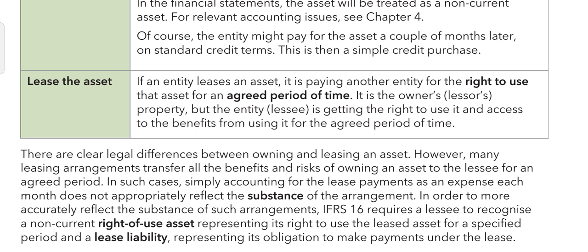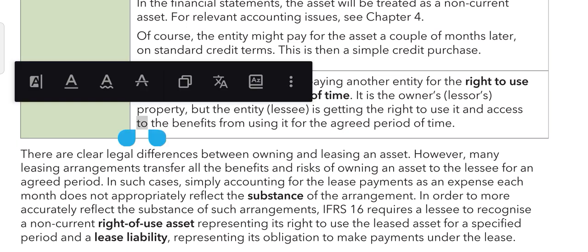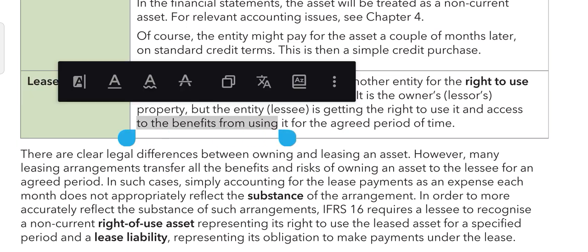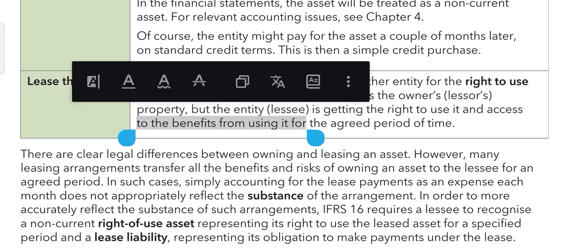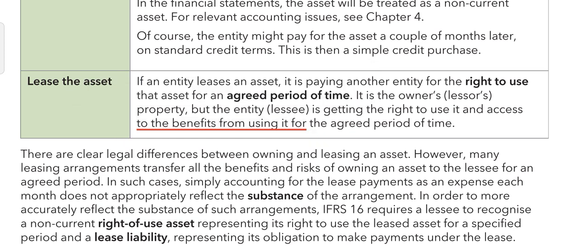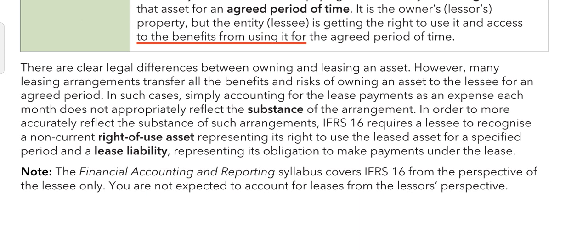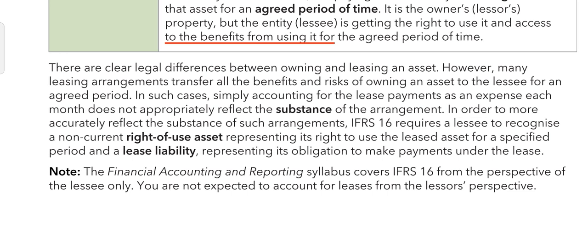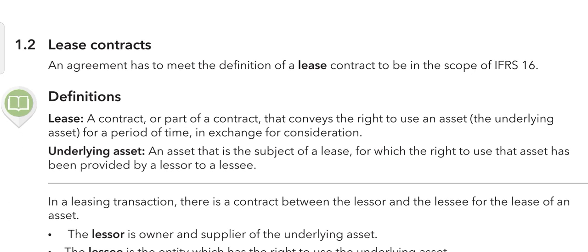The owner keeps the property, but the entity leasing it gets the right to use it, and access to the benefit from using it, for the agreed period of time. This is explained broadly, so you can read it out after some time.